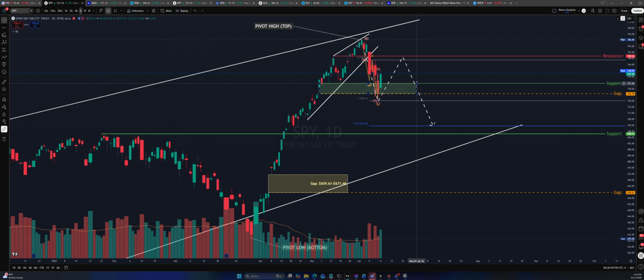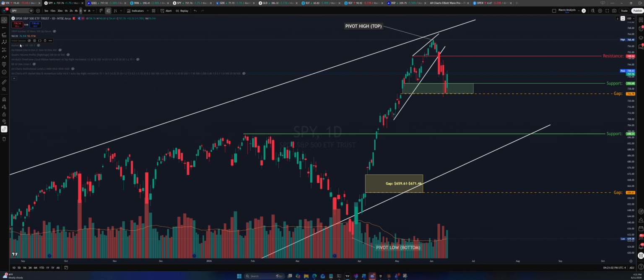Now, let's remove a lot of these drawings and let's go to my indicator. Let's remove some of these things. All right. So whatever I'm talking about here will apply to QQQ. It will apply to IWM as well because they're all doing the same thing at the moment.